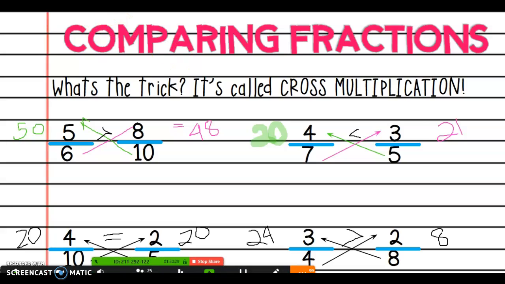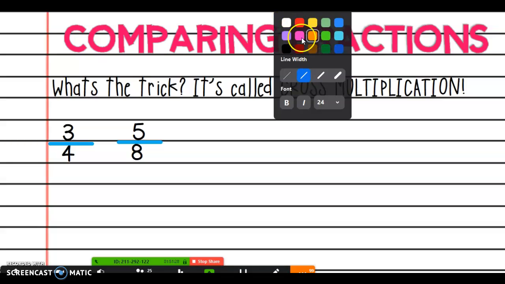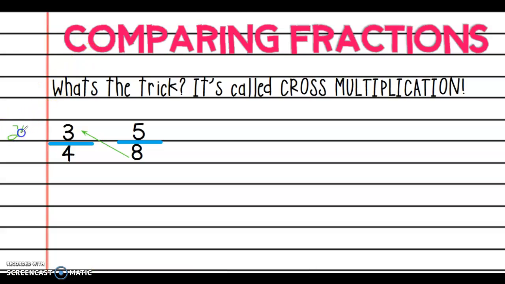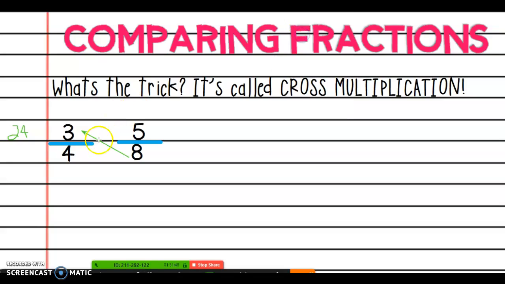Perfect. Thank you, Janae. Everybody needs the lesson. Okay, so go ahead and tell me, what do I need to do, Regina? 8 times 3. And that gives me what? 24. Great. What's my next step? 4 times 5, that is 20. 4 times 5 gives me 20.